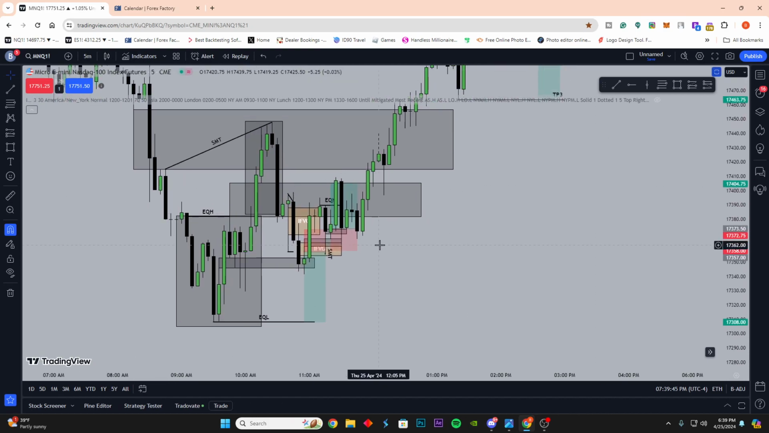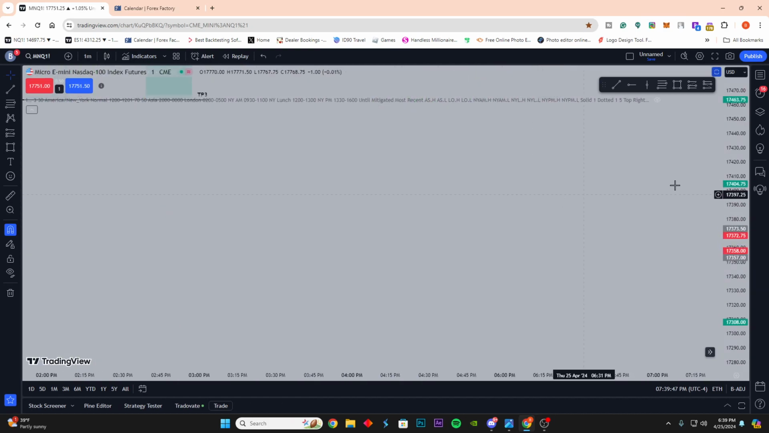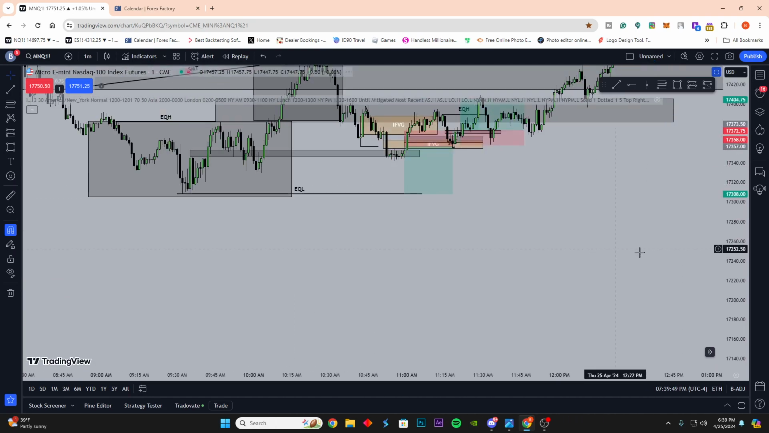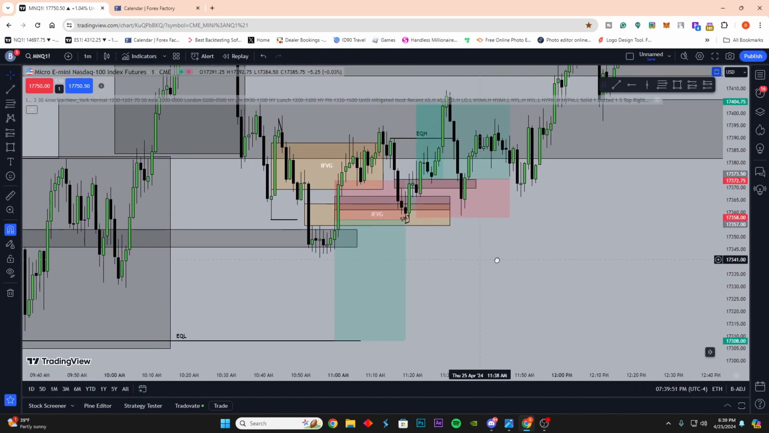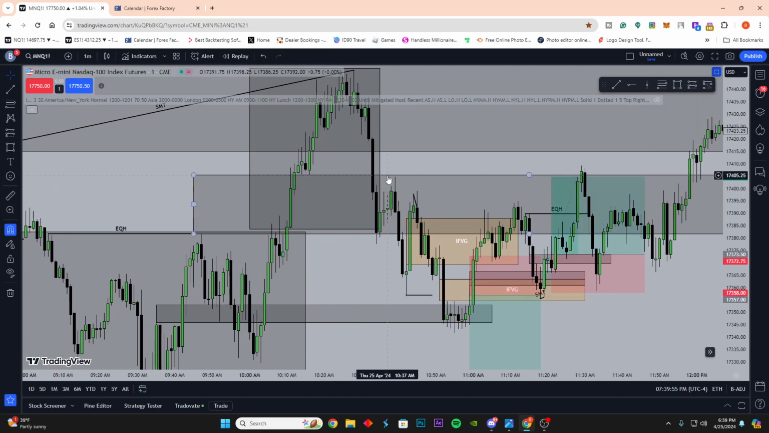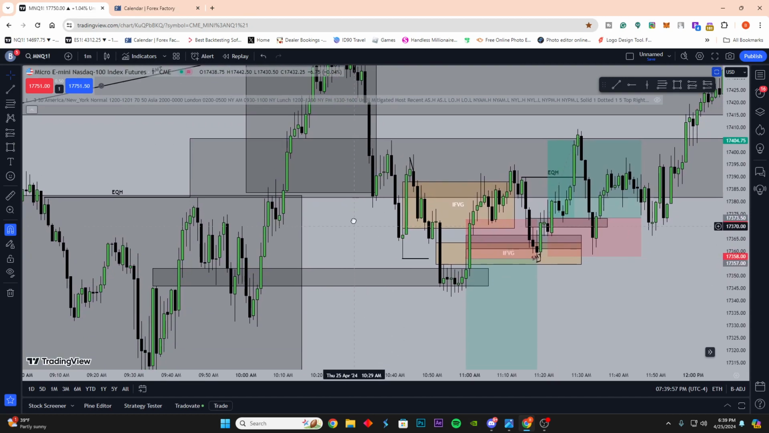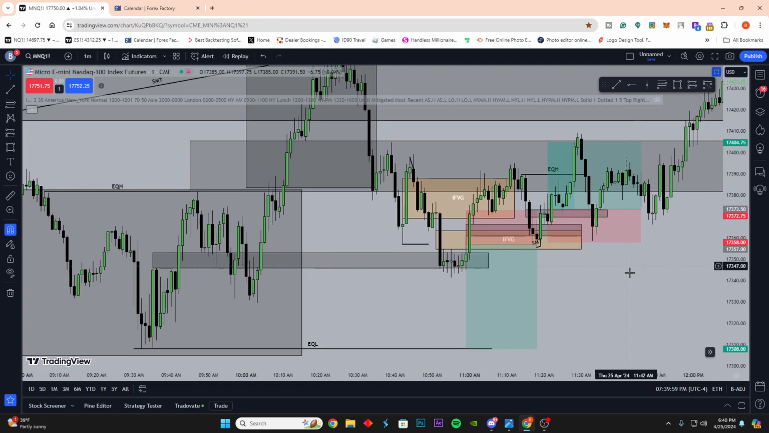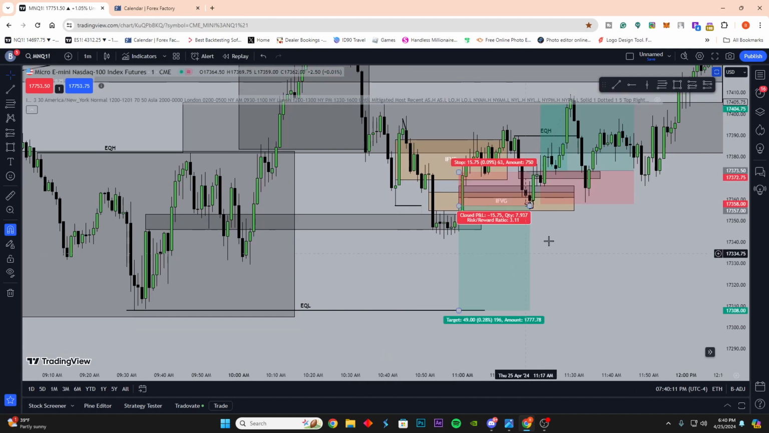We had the displacement down, which was showing me this might be the distribution. So we displaced down, we have this low right here. We come back up, tap in, break down, and yeah, it was right here.